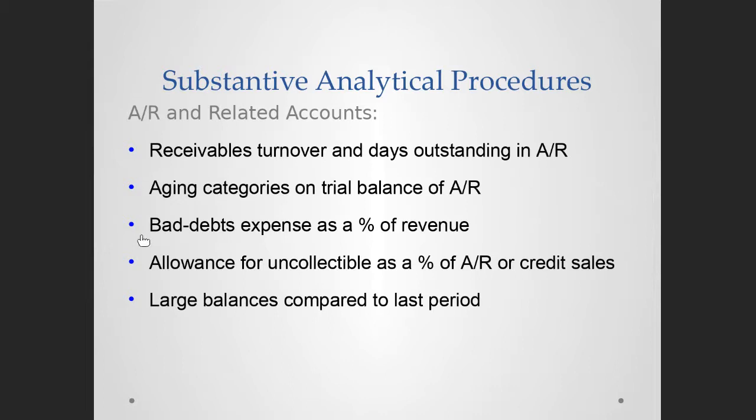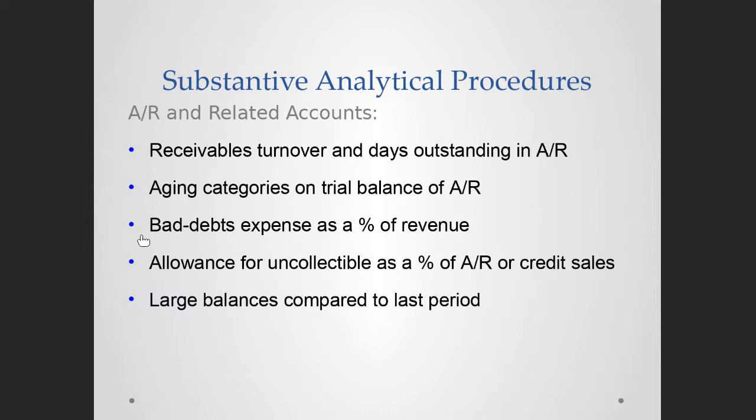Bad debt expense as a percentage of revenue. Usually the bad debt expense is a small percent, let's say 0.25% or 0.5%, something like that, even less than that, of the revenue. And if your client's bad debt expense as a percentage of revenue is higher than the norm, that means maybe there is an error, maybe there is something wrong, right?